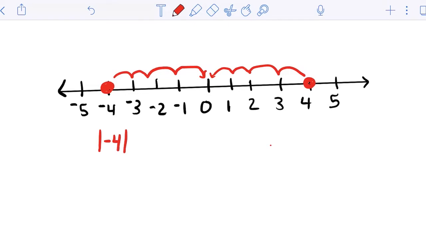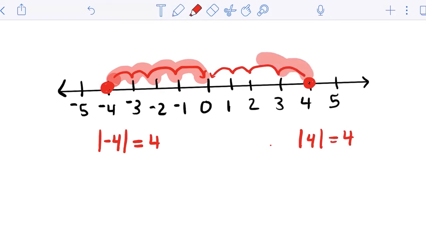So if I have the absolute value of a number, that stands for the distance between that number and 0. So the absolute value of -4 is 4 because it's 4 units to get from -4 to 0. The absolute value of +4 is also equal to 4 because although I'm going a different direction, it's still 1, 2, 3, 4 units in distance away from 0.